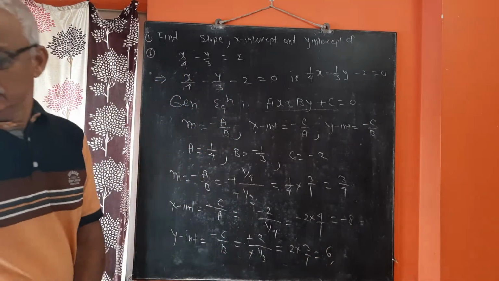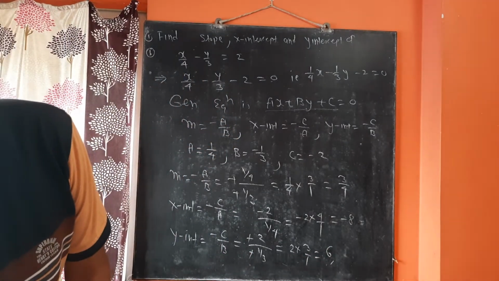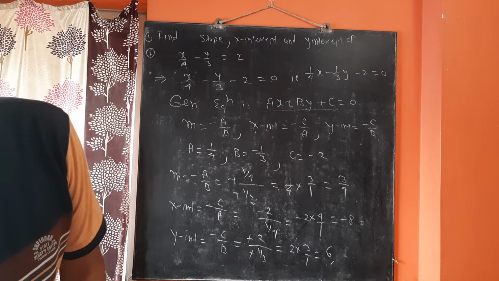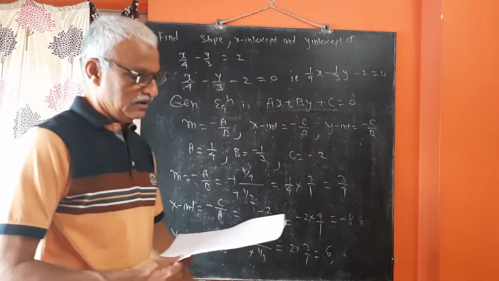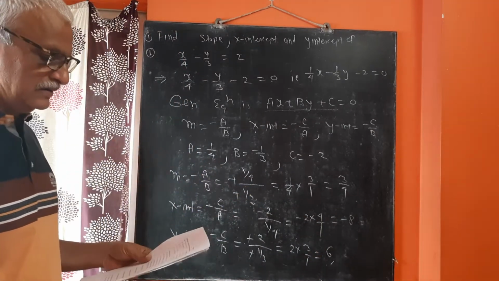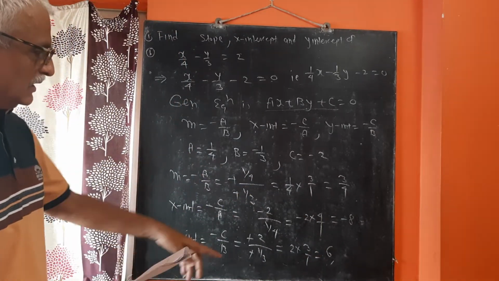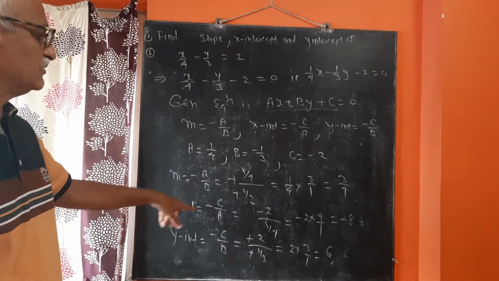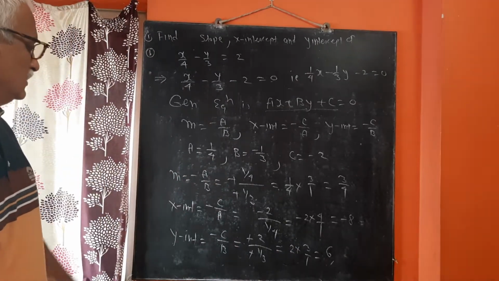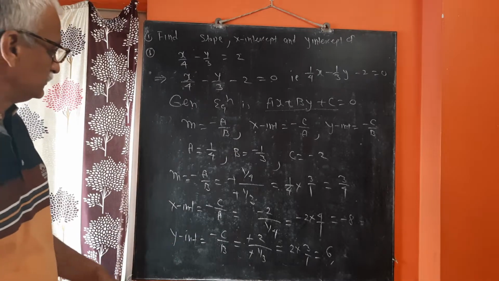So the x-intercept is minus 8. Y-intercept is 6 and the slope is equals to 3 by 4.